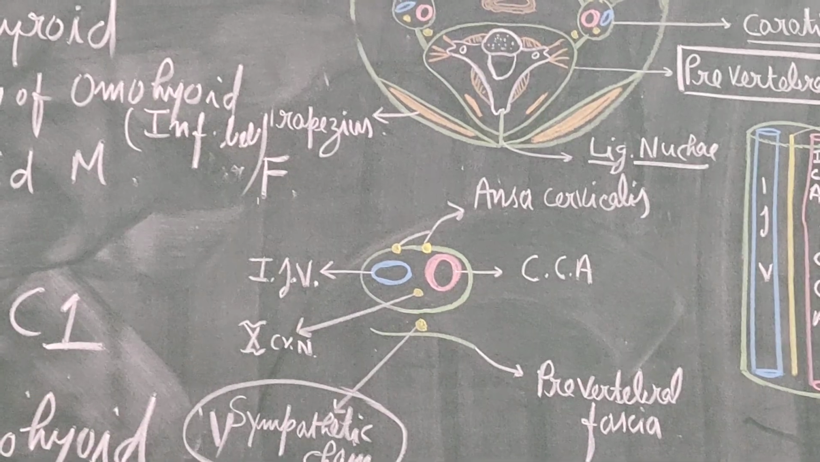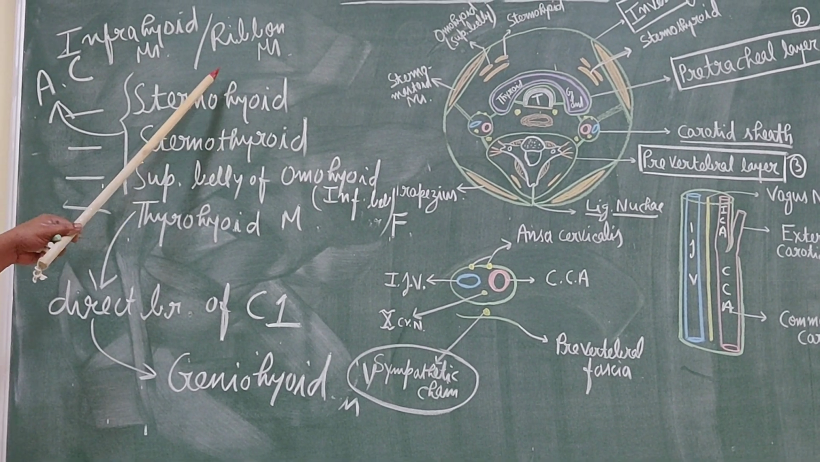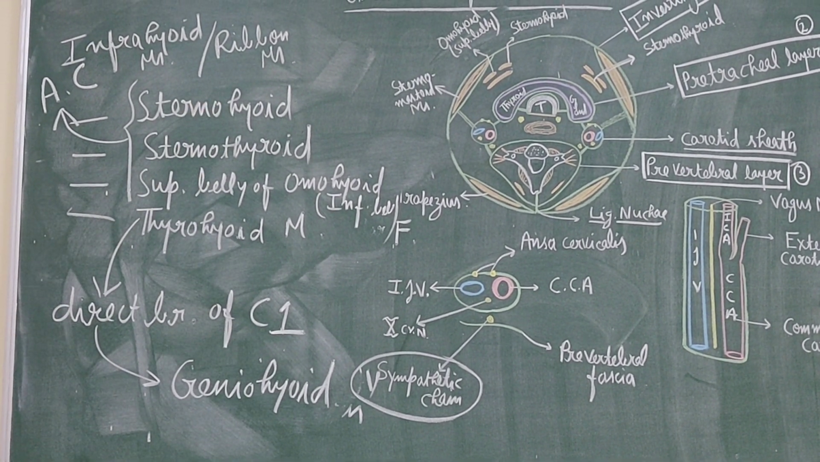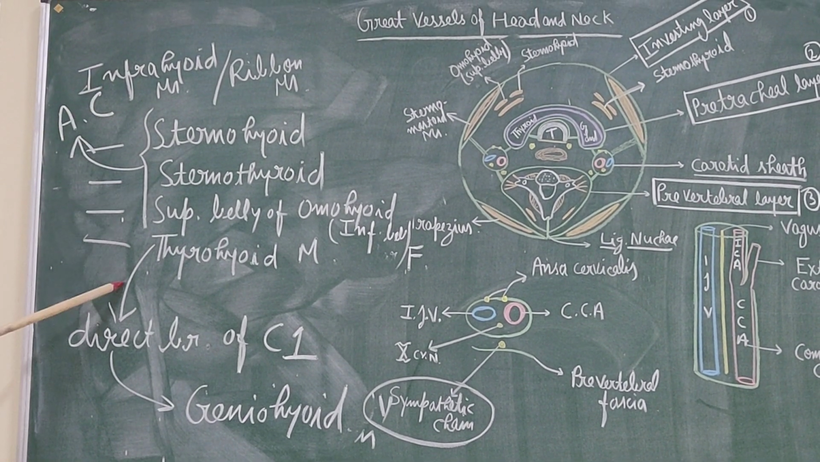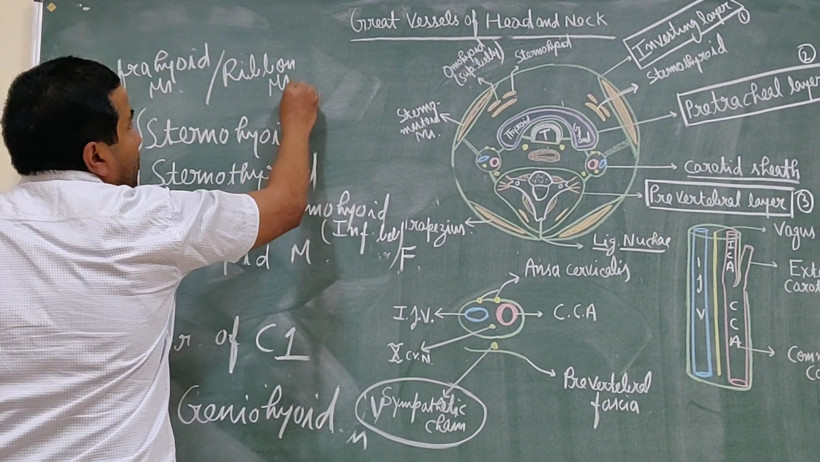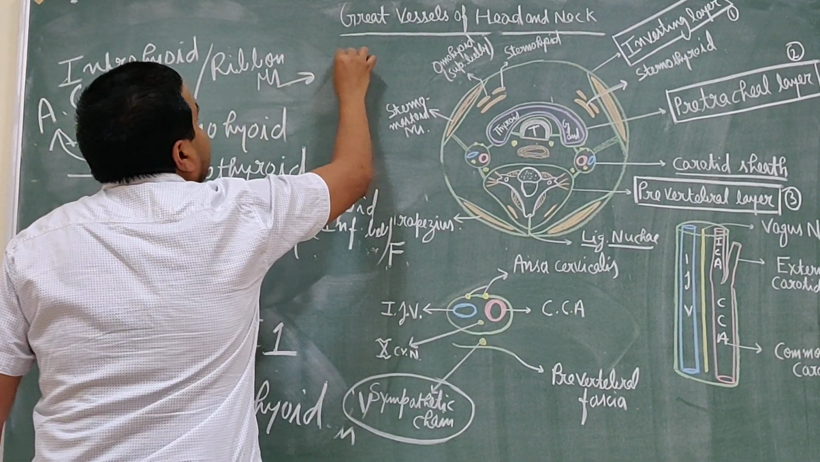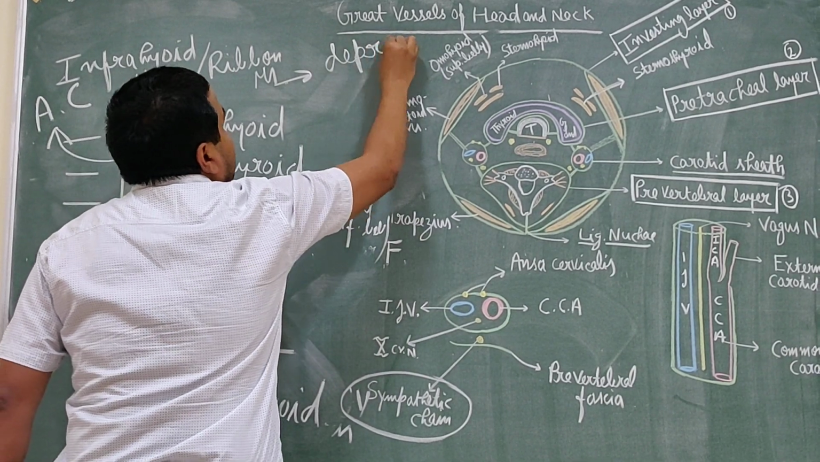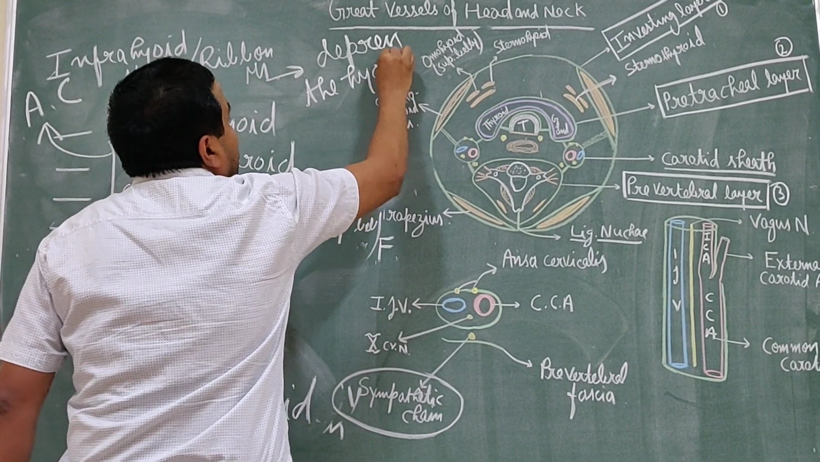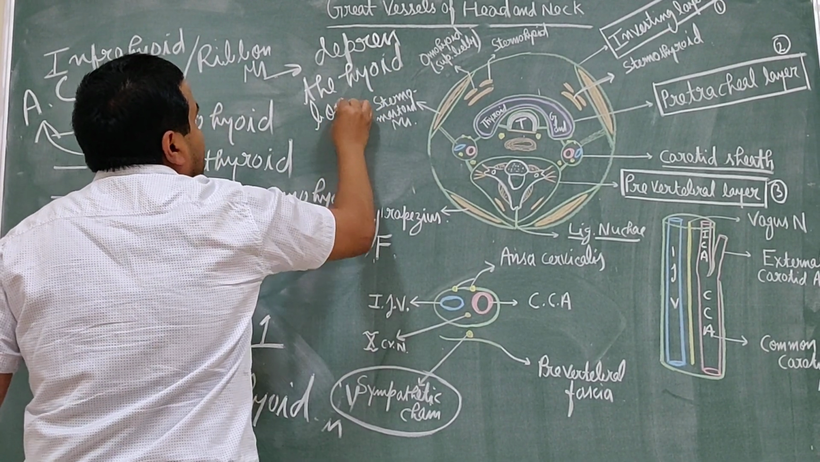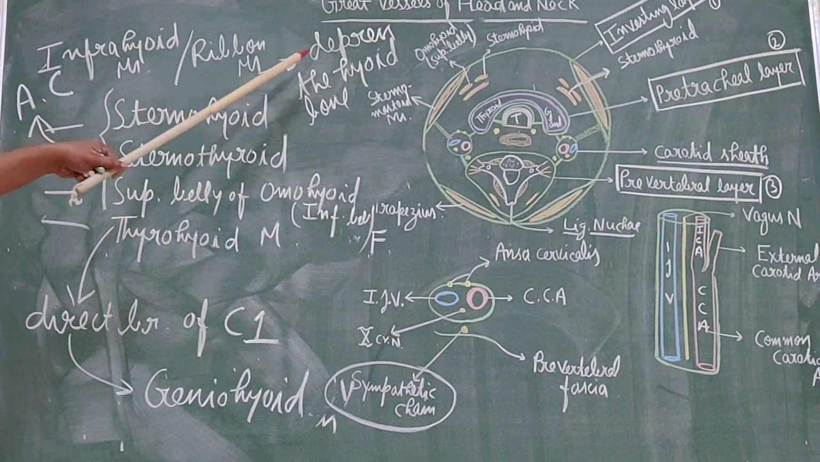The suprahyoid muscles we will discuss in the submandibular region. What are the suprahyoid muscles? Now, these infrahyoid muscles play an important role. The action of these infrahyoid muscles is to depress the hyoid bone at the time of swallowing.